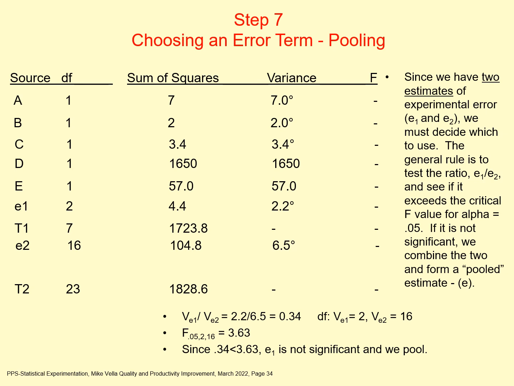So if we go to the bottom, E1 is 2.2, divided by E2, which is 6.5, and so that ratio is 0.34. The degrees of freedom in the variance E1 is 2. The degrees of freedom in variance E2 is 16. So you look in the F table for 5% with degrees of freedom 2 and 16, and you find the critical value is 3.63. But since 0.34 is well within that critical level, we say it's not significant and we can pool those errors.